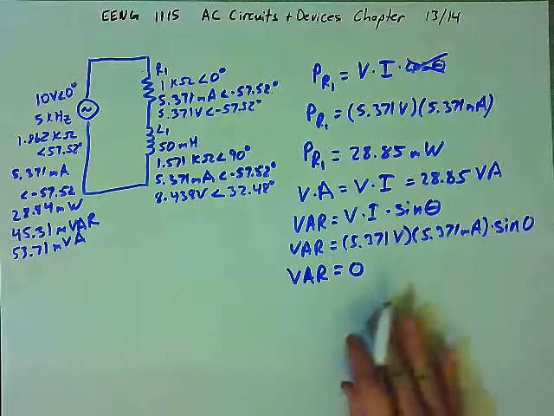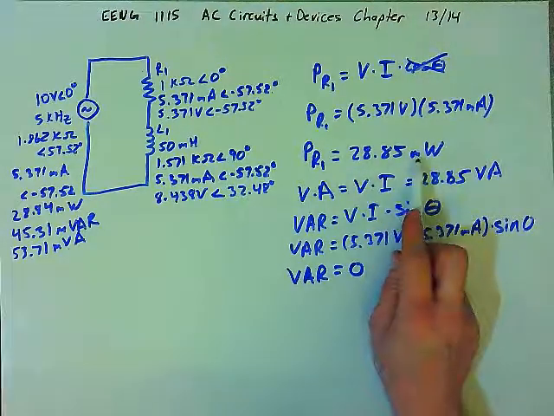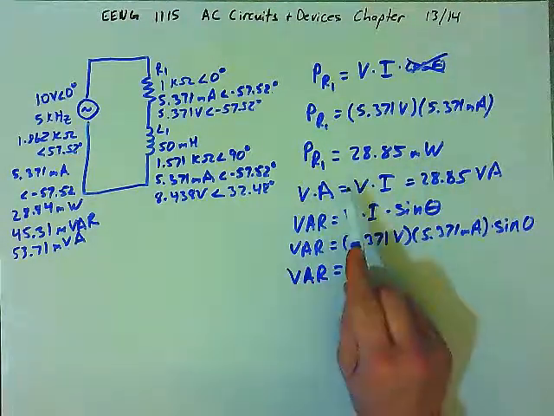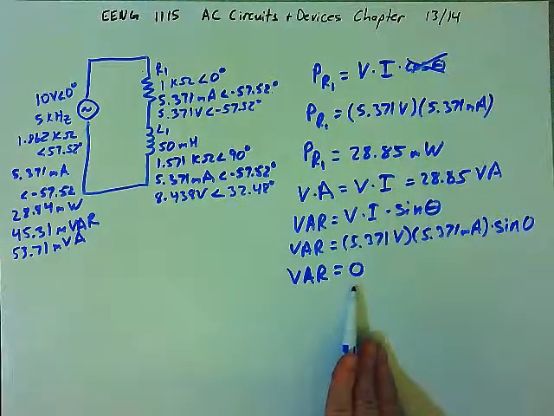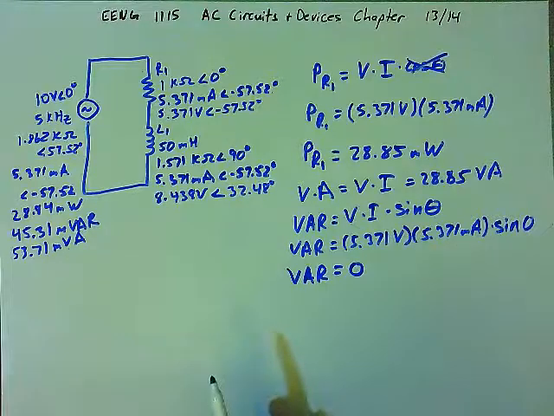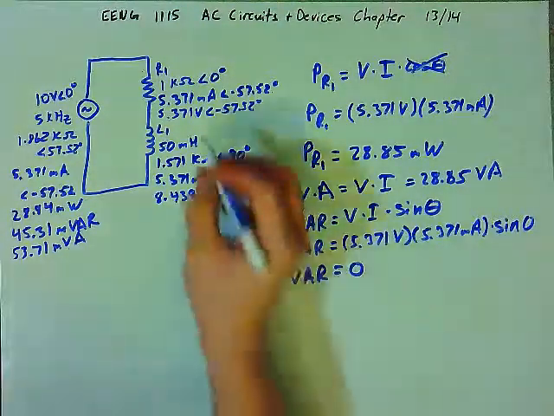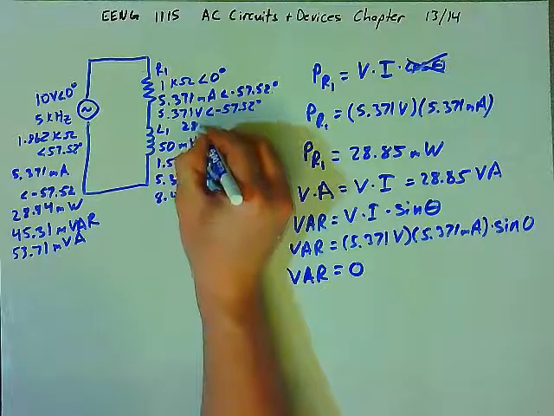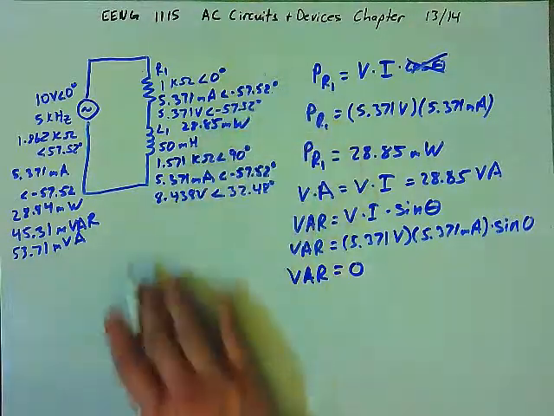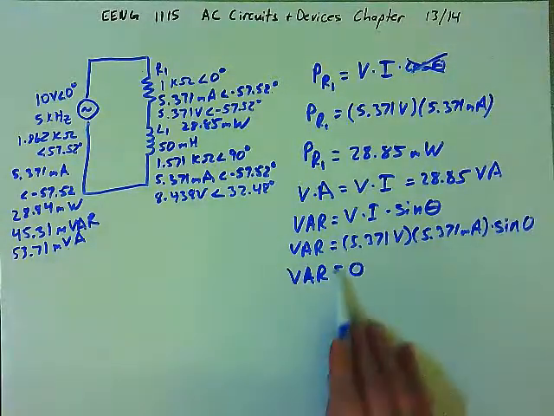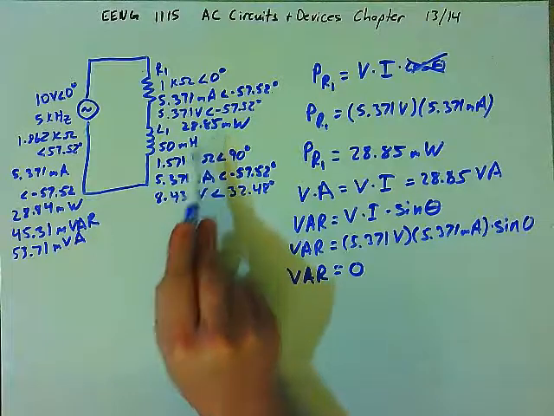And so notice what happens with resistors. All of the power is true power. Right, so the volt amps, I should say that all of the volt amps is actually true power and none of it is VAR. That's what we get for the resistor. So for the resistor, the power is 28.85 milliwatts. Okay, and there is no VAR, and all of the volt amps is watts.